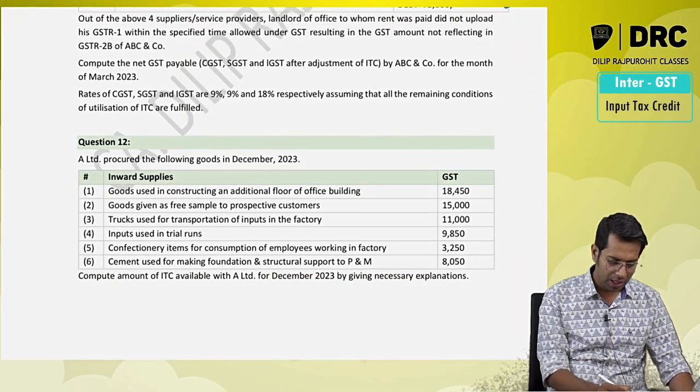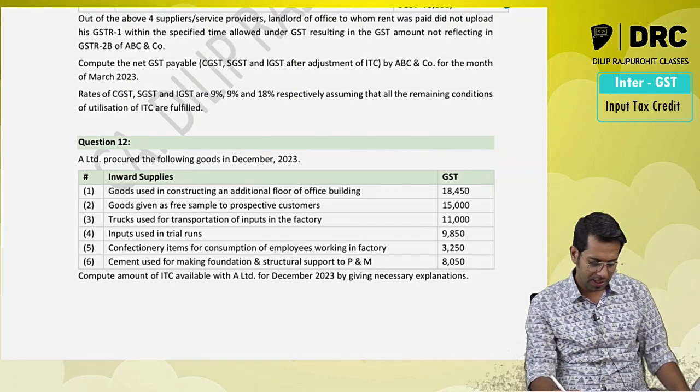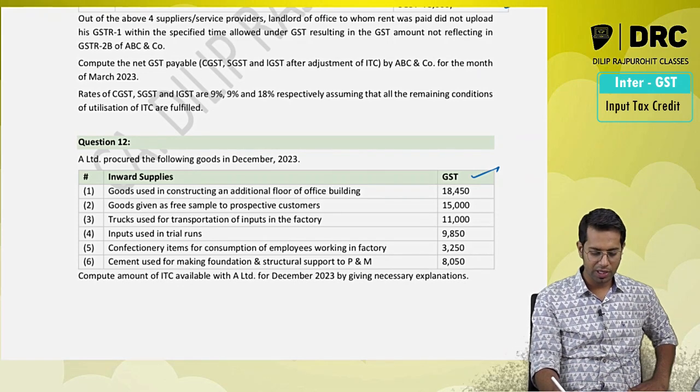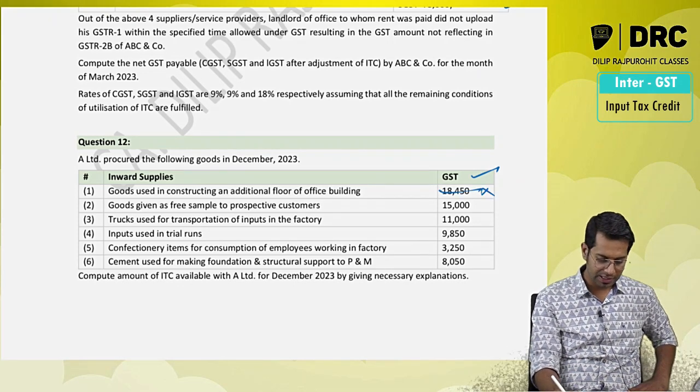Okay, inward supply, A Limited procured the following items. This is the GST amount. Goods used for construction of additional floor of office. Can you take input tax credit? No, you cannot take input tax credit.